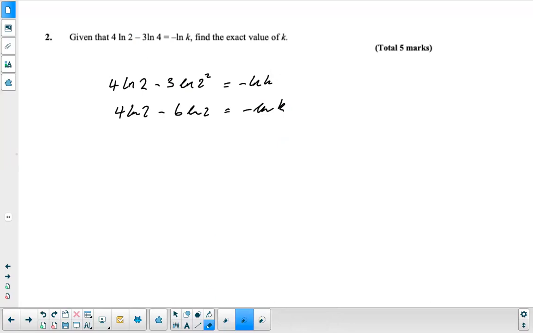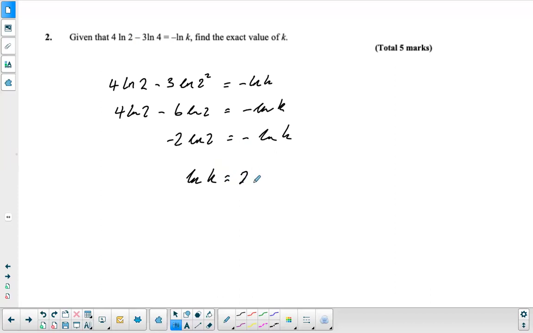That's totally wrong. Subtraction, minus 2 ln 2 equals minus ln k. So ln k is equal to 2 ln 2, which is equal to ln 2 squared, ln 4, so k equals 4. Okay, I've done this one step at a time. I think that is ideal, but if you wanted to, you could probably miss the odd step out. I think the examiner would condone that.